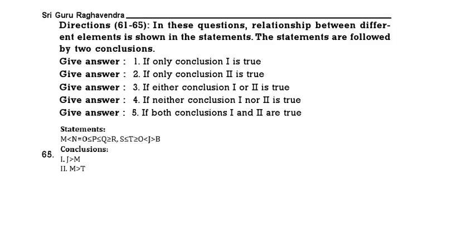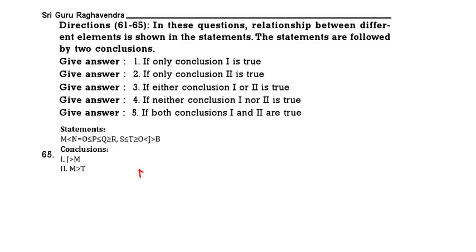See the next one. M less than N, N is equal to O, O less than or equal to P, P less than or equal to Q, Q greater than or equal to R, S less than or equal to T, T greater than or equal to O, O less than J, J greater than B.